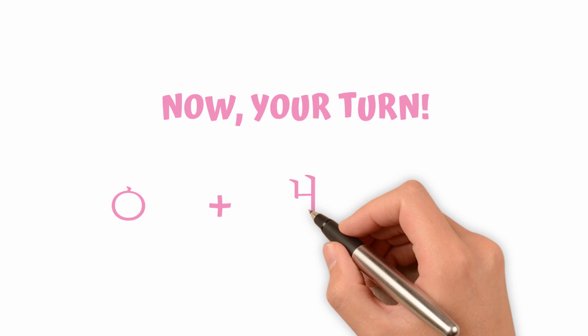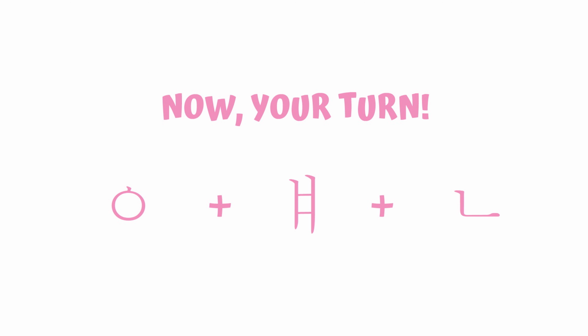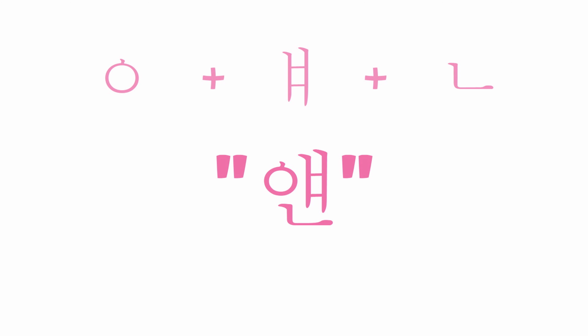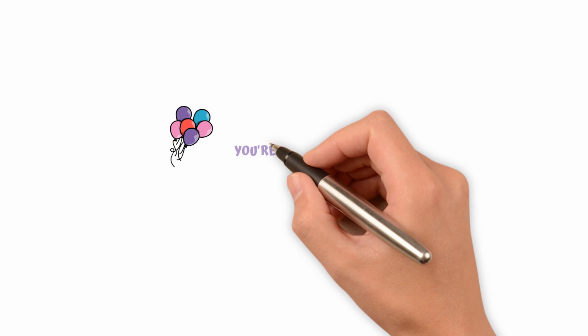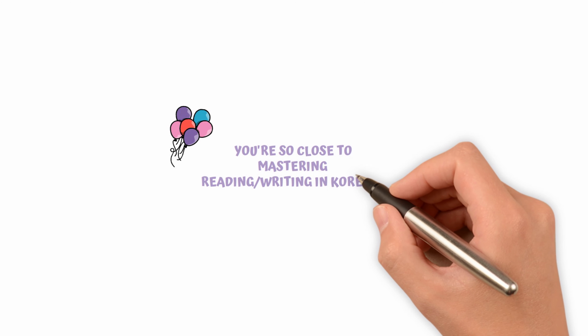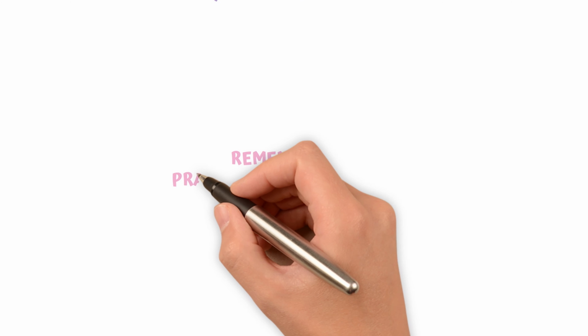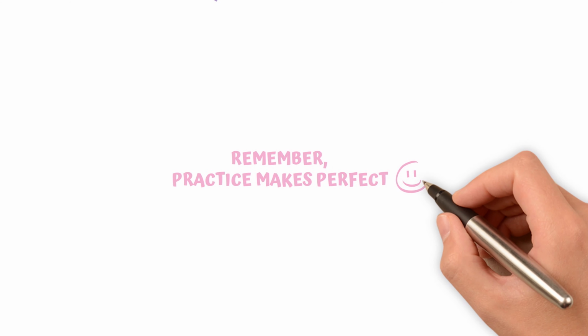And lastly, try combining 이응, 예, and 니은. I'll give you 3 seconds, and how about you take a guess on how it should sound like? Together, they make a yen sound, yen. And if you guessed it right, congratulations, you're super close to mastering the art of reading and writing in Korean. And even if you missed this one, remember, practice makes perfect.